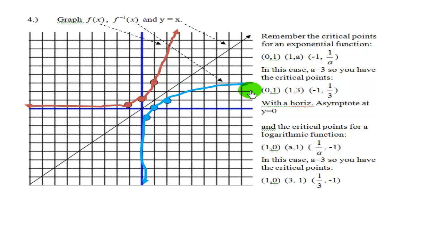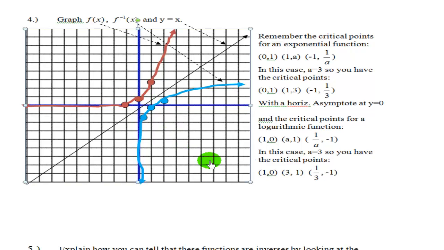So we simply put in 3 wherever we have a. We have 0, 1, which is over 0, up 1. We have 1, 3, which is over 1, up 3. And we have negative 1, 1/3, which is back 1 and up a little bit. Then we make the graph based on those three critical points, knowing there's a horizontal asymptote at y equals 0. Again, y equals 3 to the x is in red.